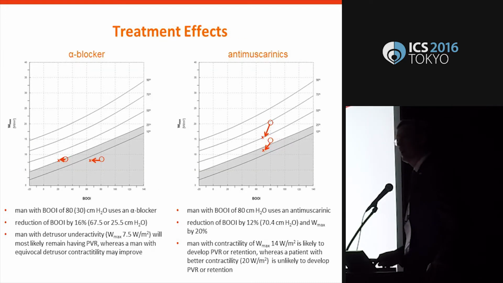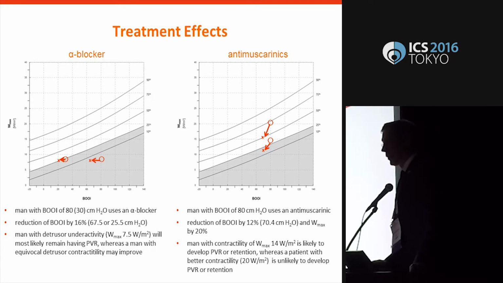So what's happening with an alpha blocker? The alpha blocker reduces the bladder outlet obstruction index by 16%. This is from the German meta-analysis we did for the guidelines. A 16% reduction of BOI. So what's going to happen? A patient here with detrusor underactivity and obstruction will not move into a favorable area. And the patient without obstruction may move into a favorable area.